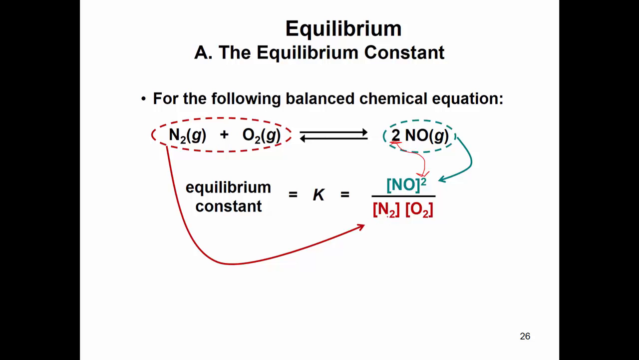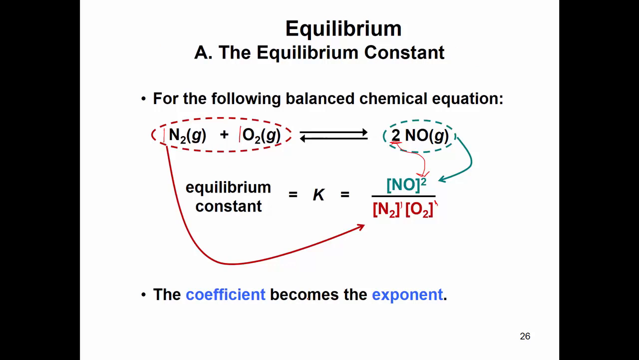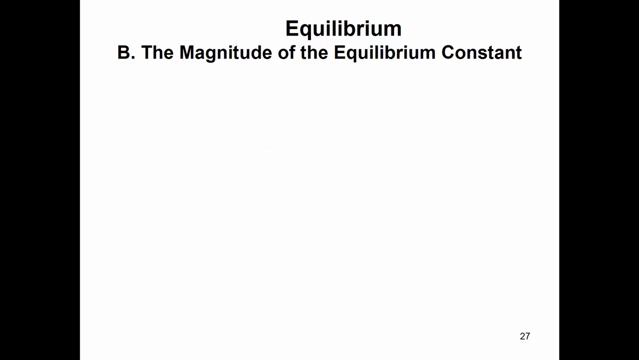So we plug in nitrogen. It's raised to the first power because we just have a 1, an understood 1 here. You do not have to write those in. And so the coefficient becomes the exponent. That's what you see there.